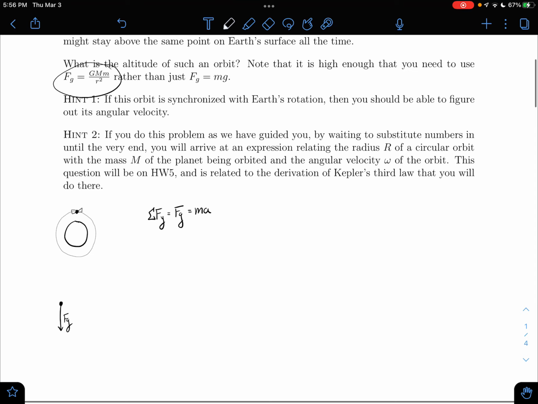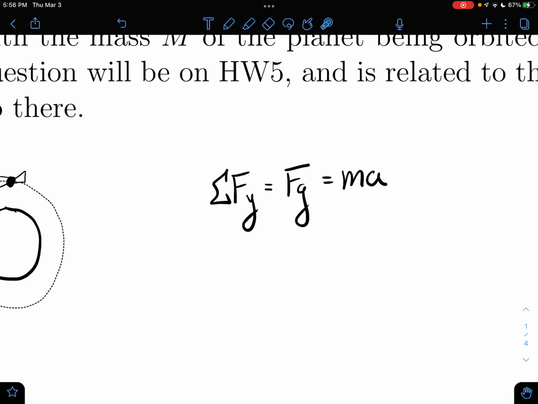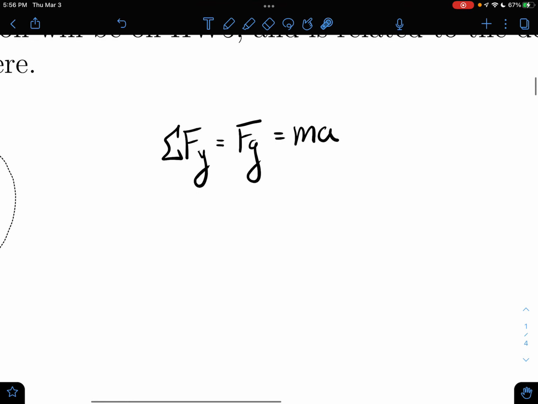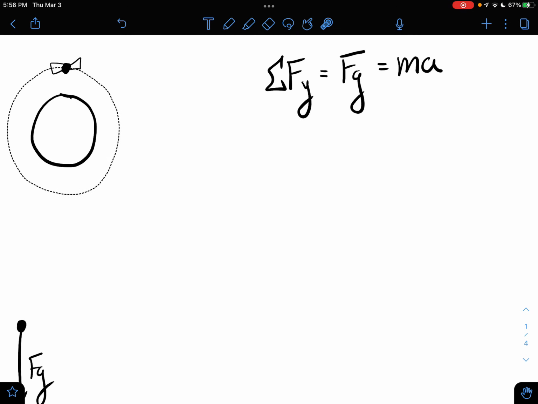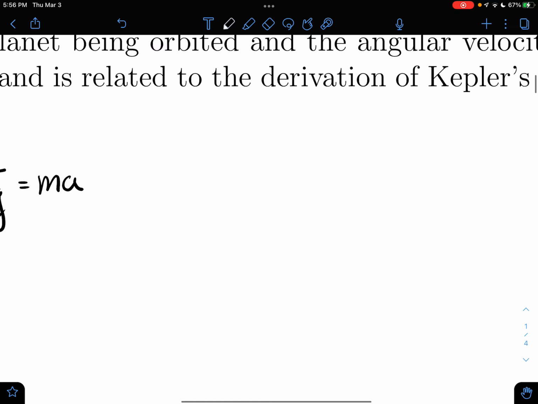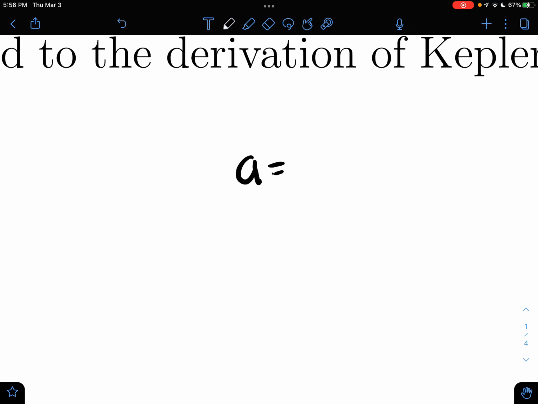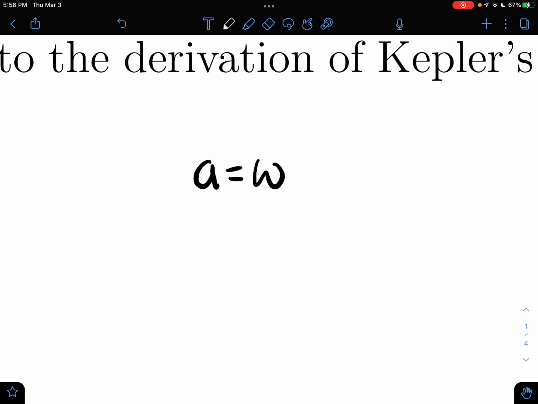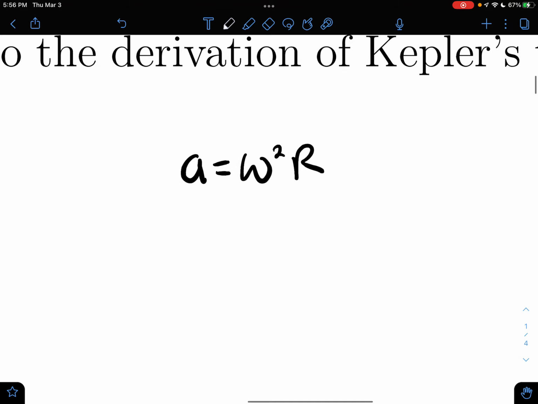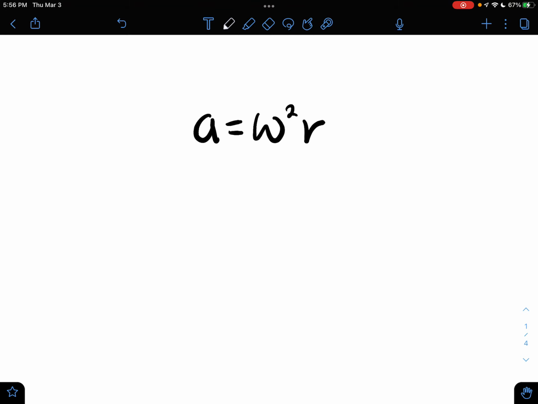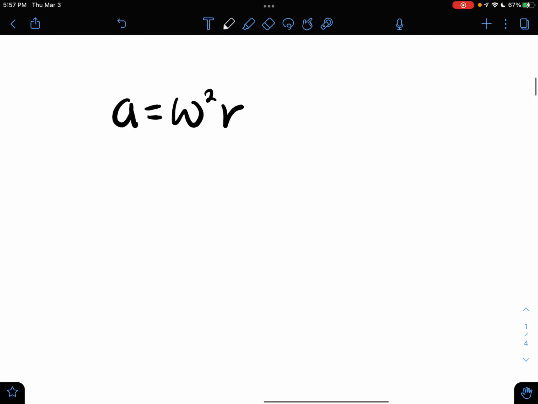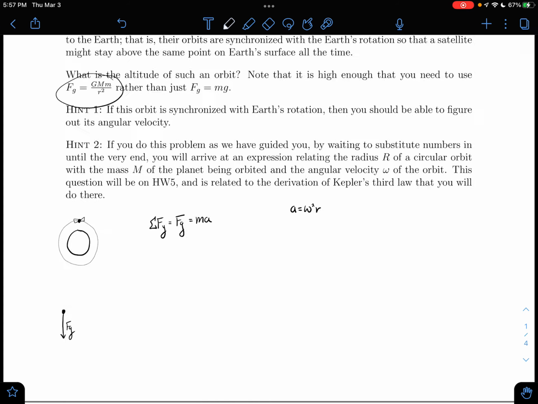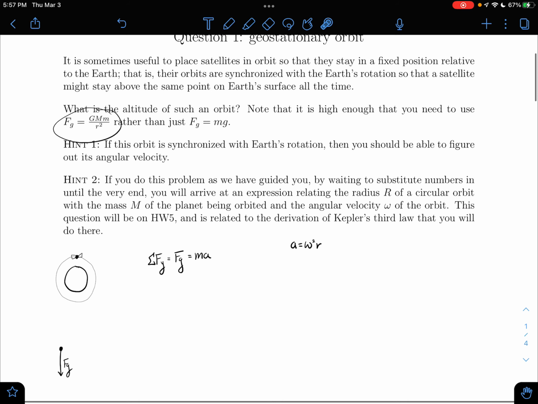Cool. Wonderful. So now we have to figure out some more of the pieces. We know we're going in a circle around the Earth, so the acceleration of something that goes in a circle is just going to be our omega squared times our radius. What is our omega for this? I have to figure out how fast around the Earth it's traveling.